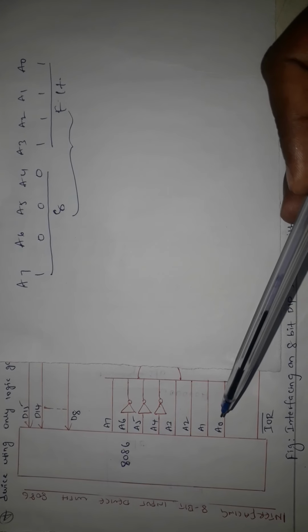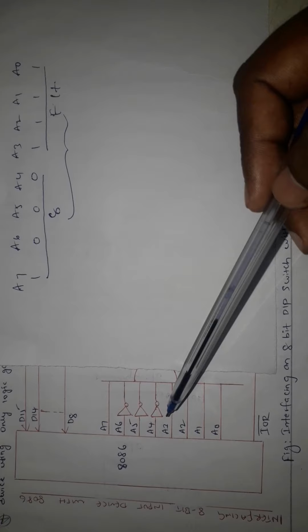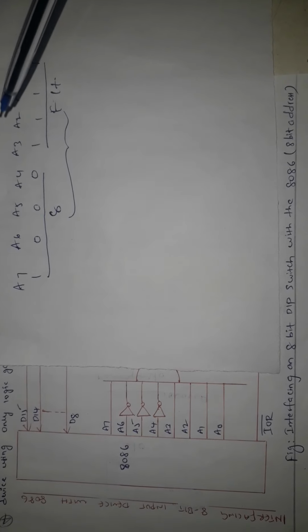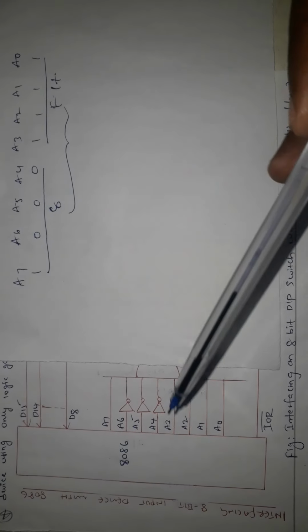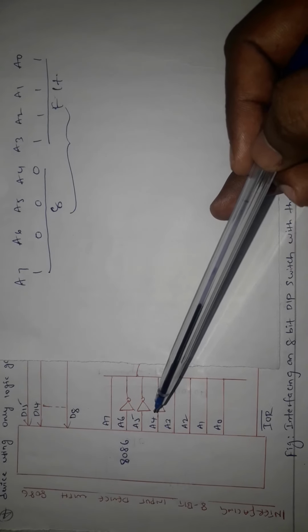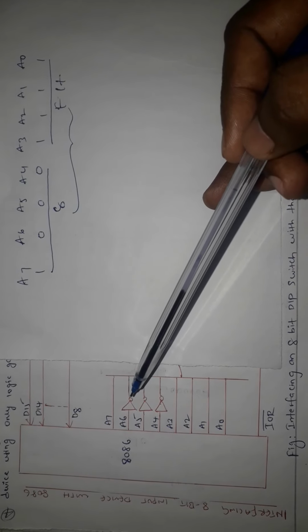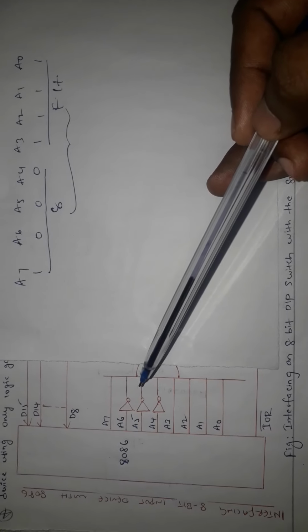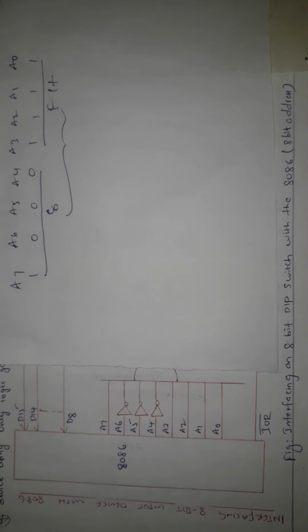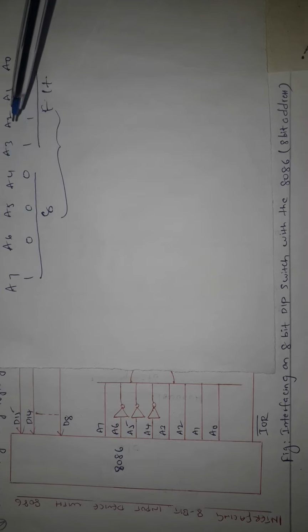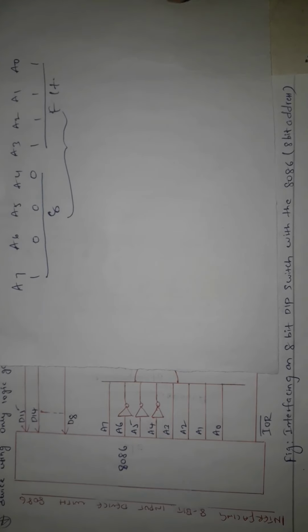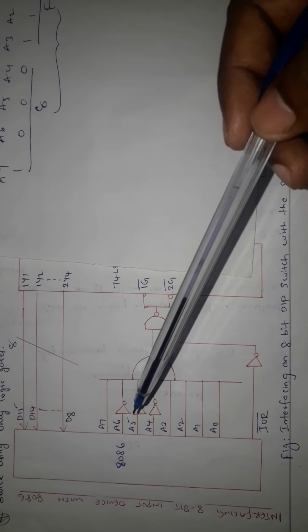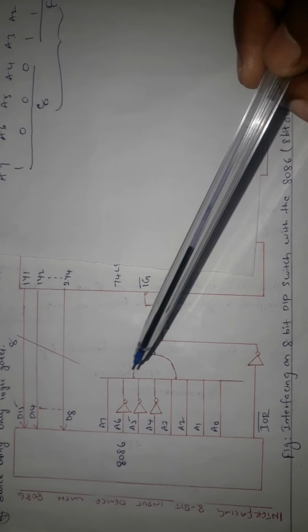We know A0 is 1, A1, A2, A3 are 1, and A7 is also 1. So all the address bits are 1 except A4, A5, A6. So we connect the A4, A5, A6 address pins to NOT gates, so that we get 1 from the A4, A5, A6 address bits also. Whenever the address 8FH is available on the address pins, the AND gate will get all ones, as the A4, A5, A6 pins are inverted.